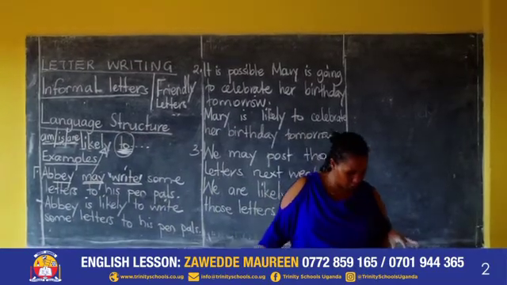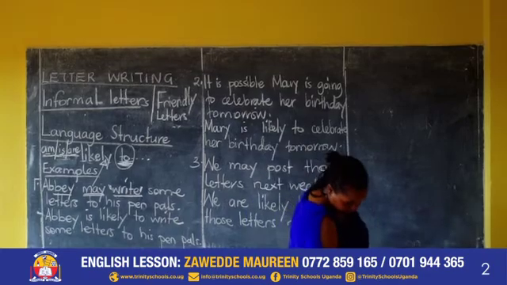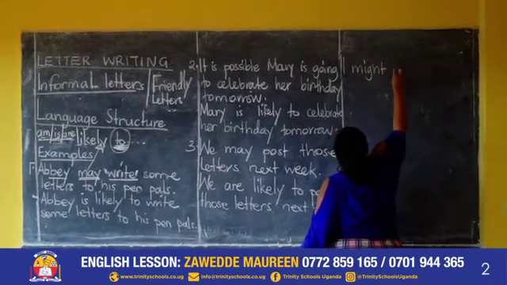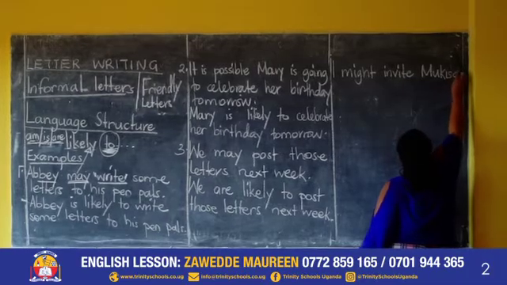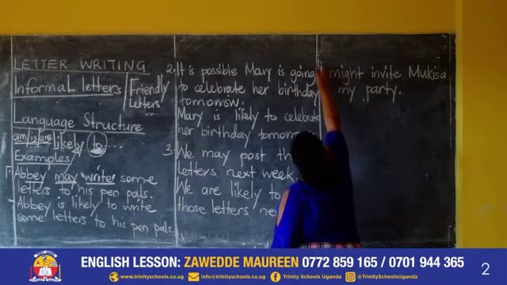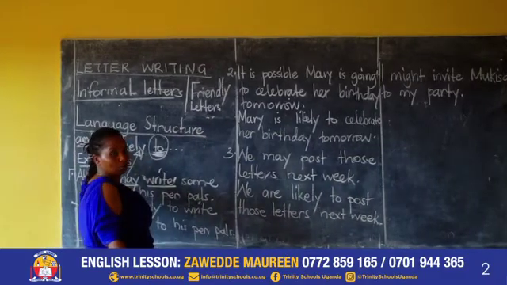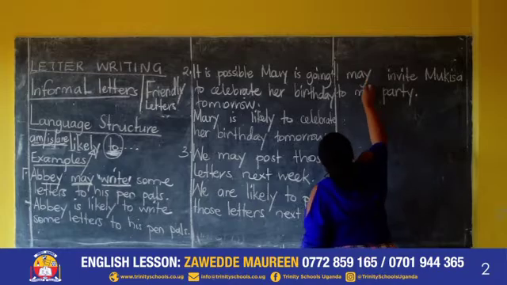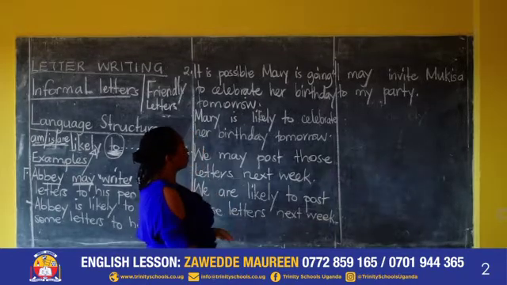Another example that we can bring in here, I can still say, I might invite Mukisa to my party. I might invite Mukisa to my party. Okay? Still, we choose. I can use may. I may invite Mukisa to my party. I am not yet sure, but I may invite Mukisa to my party.